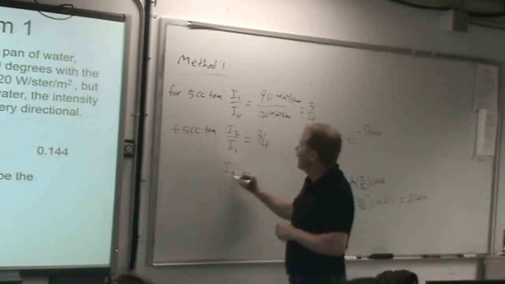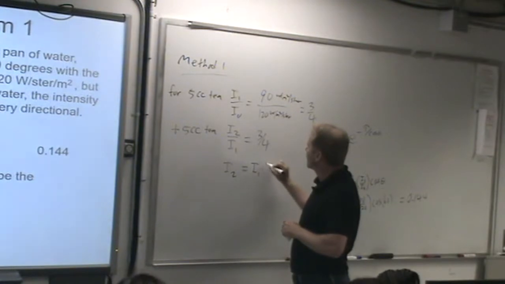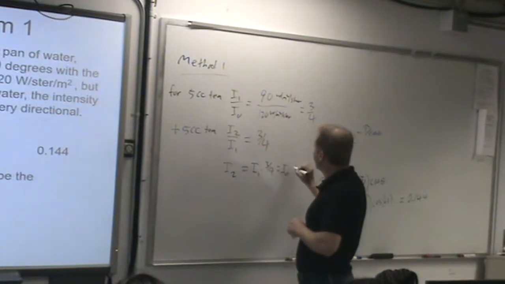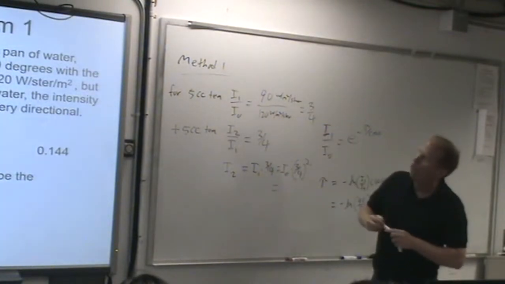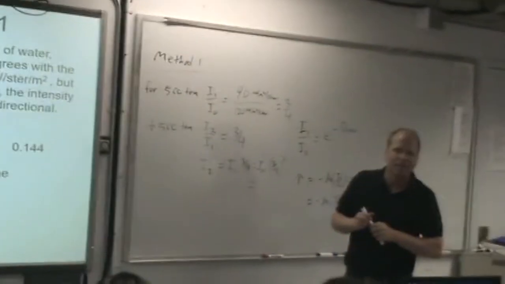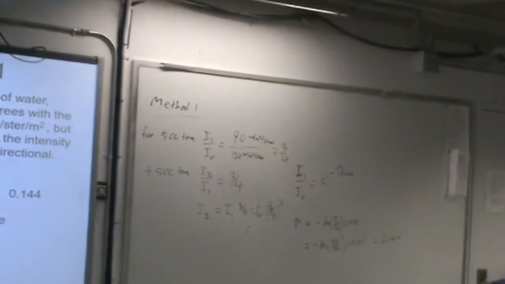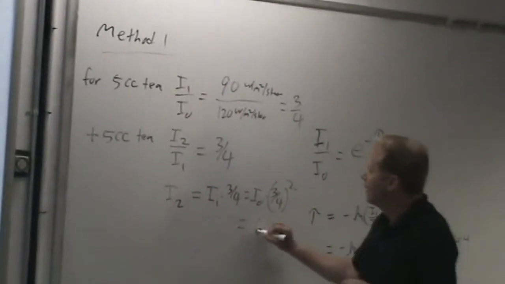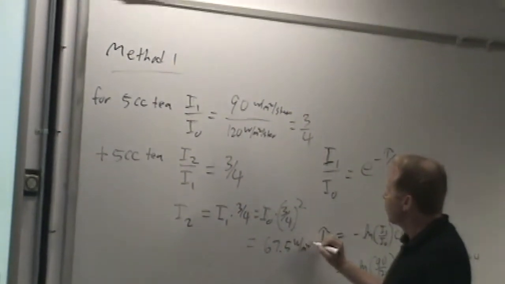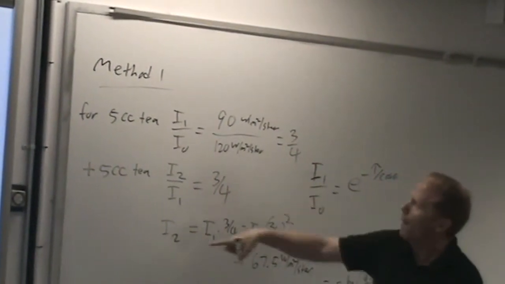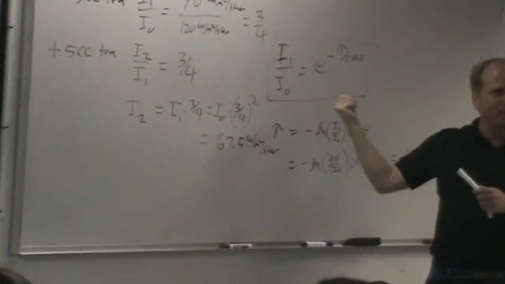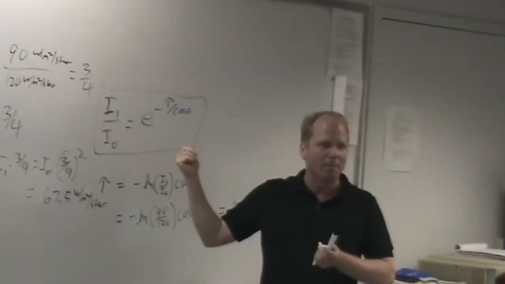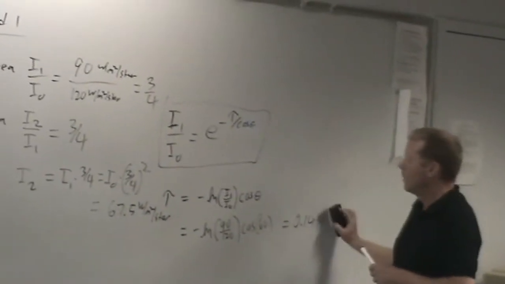So then we have that I2 is equal to I1 times 3/4, or is equal to I0 times 3/4 squared. What's 3/4 of 90? 67.5. Yeah. 67.5 watts per meter squared per steradian. That's one way of doing it, but we didn't use this equation. Do we want to go back and try this equation and see if we get the same thing? Sure. Let's go back and do that equation.